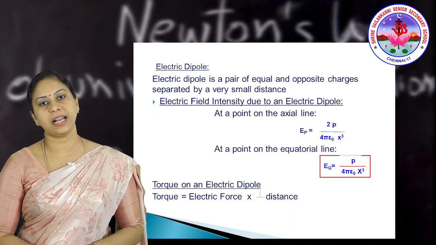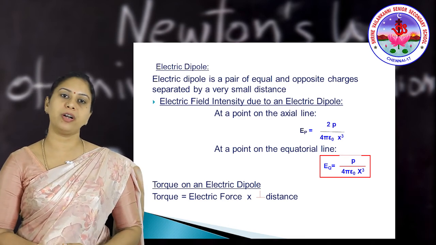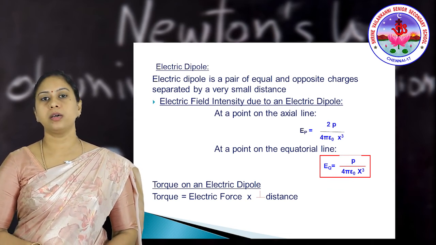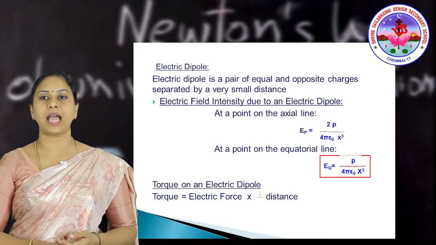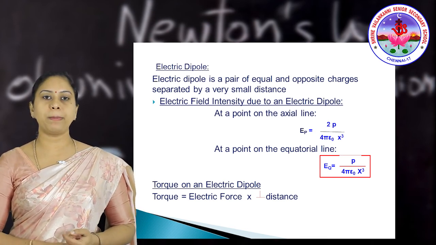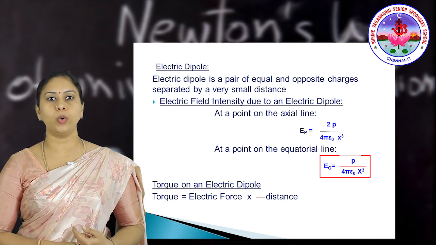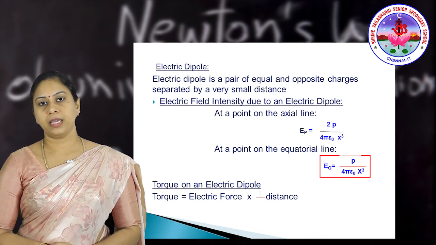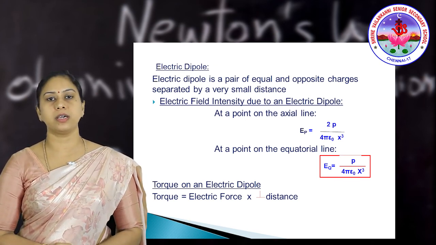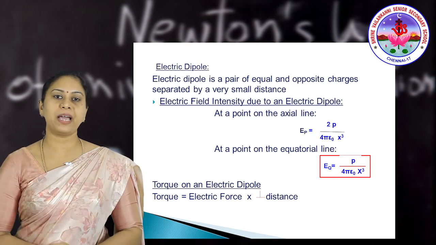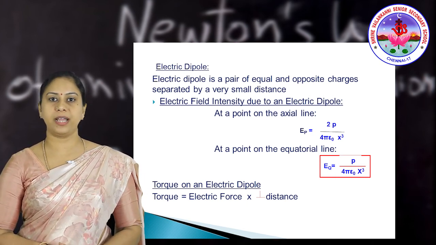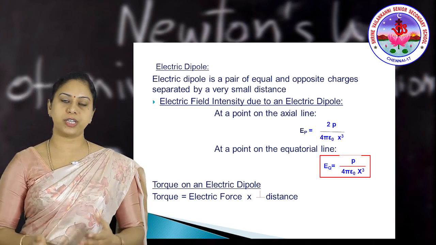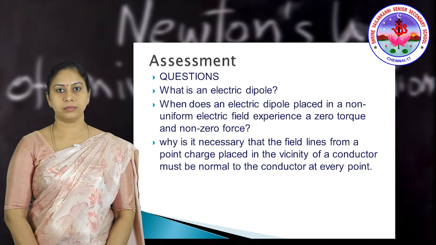And the next one is, we have seen the electric dipole. The dipole is a pair of equal and opposite charges separated by a distance. And for the application of the electric dipole, we have seen that E axial is equal to 2p by 4 pi epsilon naught r cube, and for the equatorial line, E equatorial, that is the electric field on the equatorial line, is equal to p by 4 pi epsilon naught r cube, right. What is torque? Torque on an electric dipole is equal to electric dipole moment into perpendicular distance.